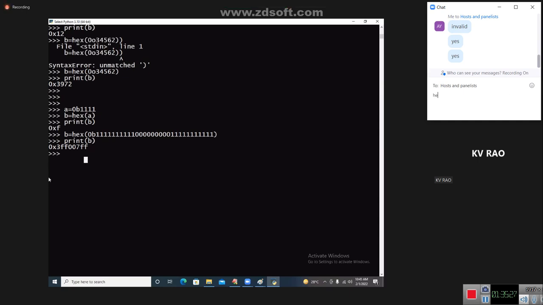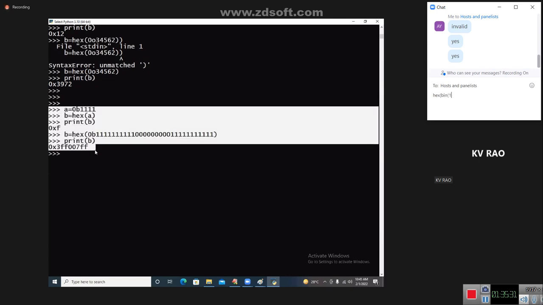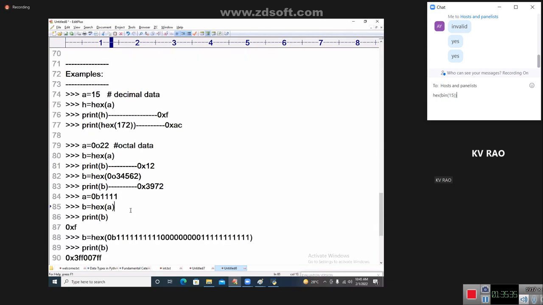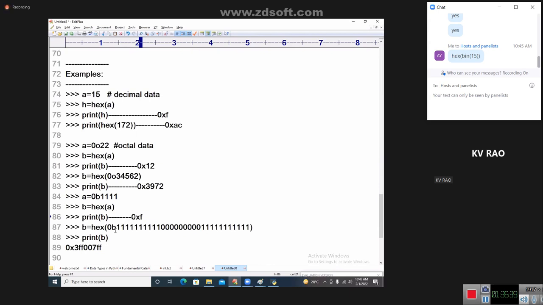So, coming to the point of it, what type of data are you getting? Binary data, we got it. So print of this, we got this point. Yes, so we are getting this information. Any one of the conversions can be converted into any type.